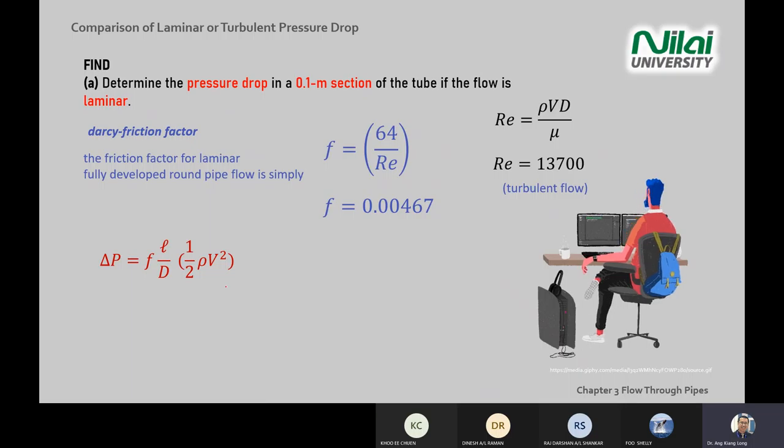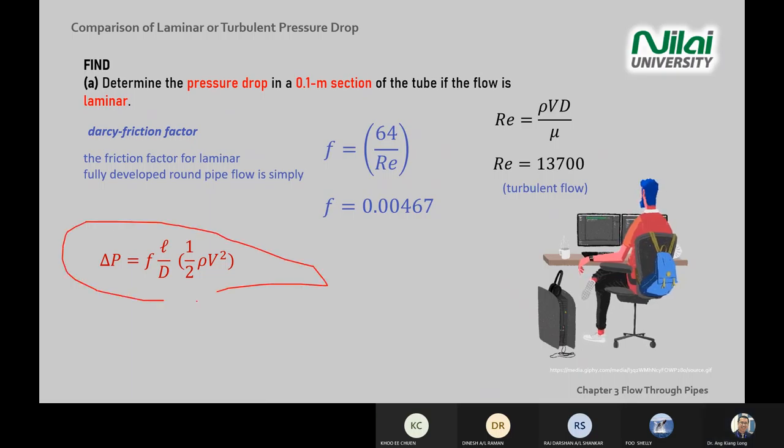We just give you this one. We covered this equation previously. You have delta P equal to f times L divided by D, times the dynamic pressure, half rho V squared. Okay, this is dynamic pressure. You have the V, you have the rho, the length L is given, and the diameter is given, again, the diameter is in meter.